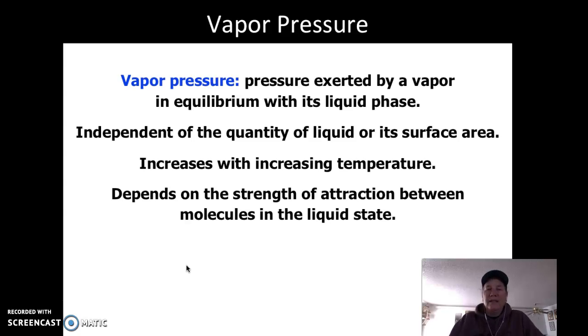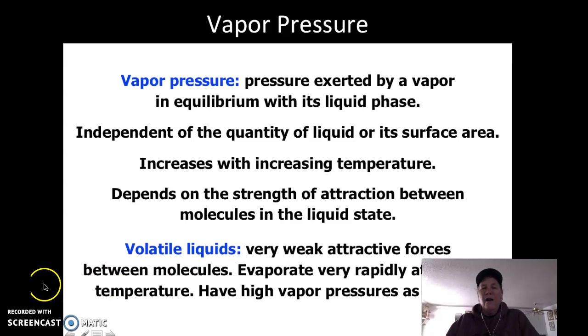So again, it depends on the attraction between the molecules in the liquid state. If the molecules themselves in the liquid are attracted to each other, then it's not going to happen very well. They're going to stay more in liquid. But if they're a little bit farther apart, not quite attracted to each other, they'll escape. A volatile liquid has weak attractive forces.